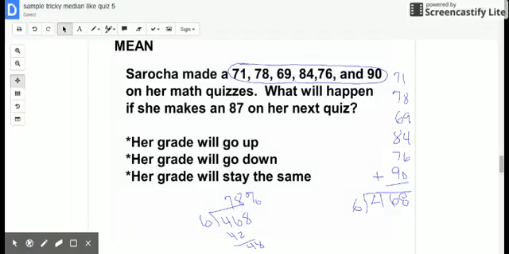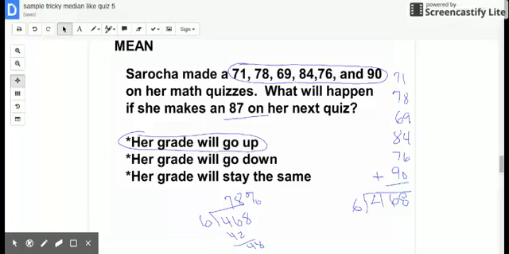So now look at what she's going to make next. If she makes an 87, is that going to pull her grade up, or is it going to pull her grade down? It's simply a matter of, is this score higher or lower than her current score of 78? And obviously it's higher. So when you make a higher grade, what happens to your average? Your grade goes up. So it's that simple. Find what your current mean or average is, and then see if the next score is higher, lower, or the same. Let's look at the next problem.